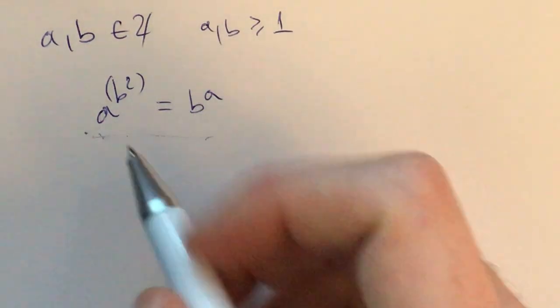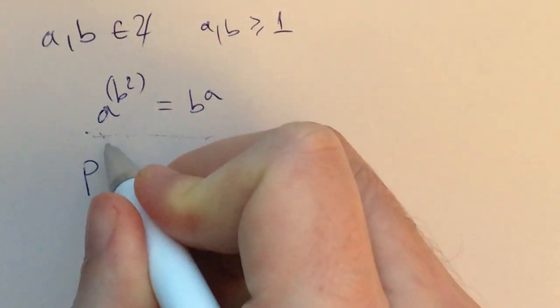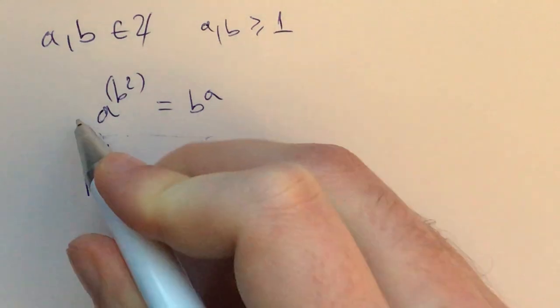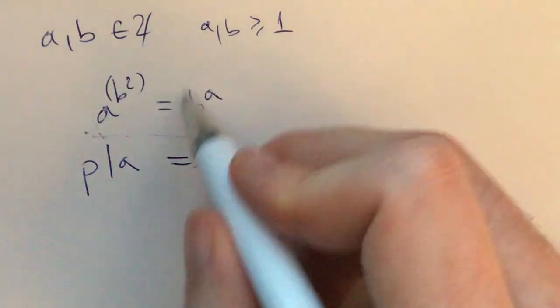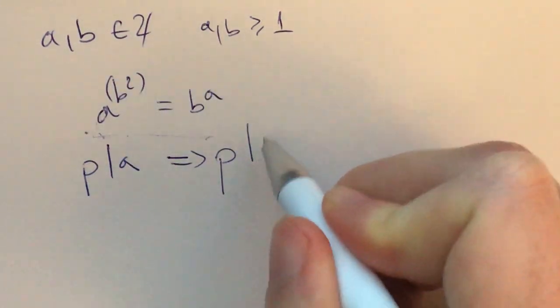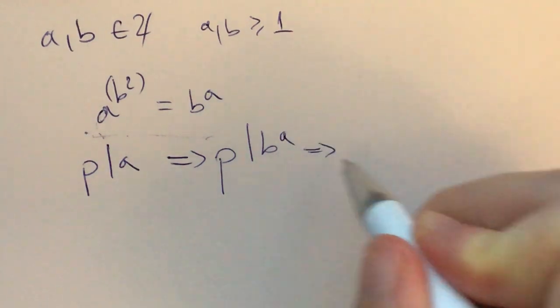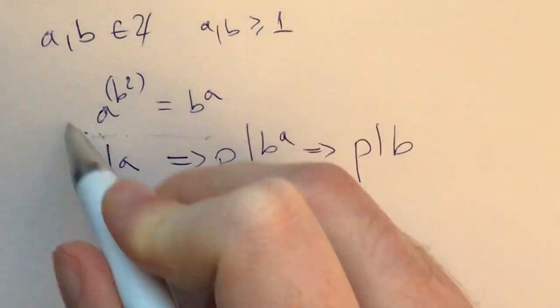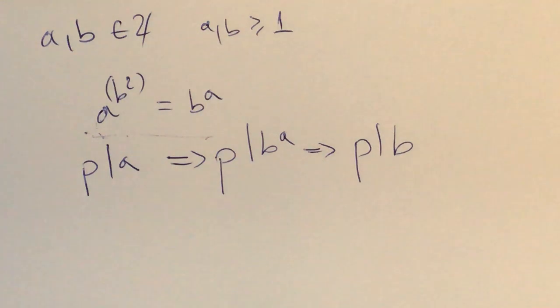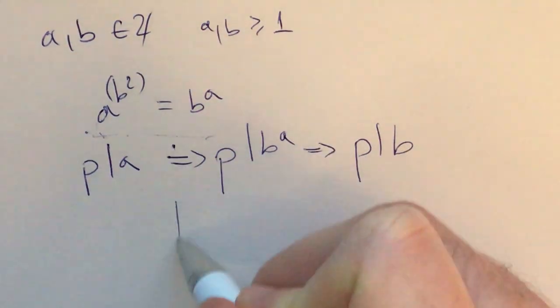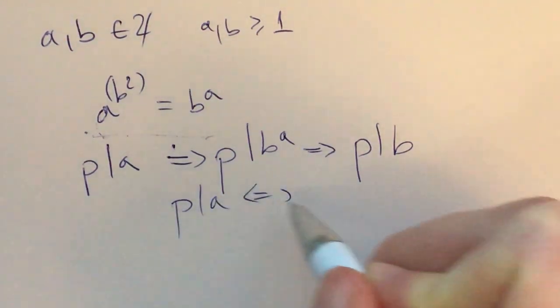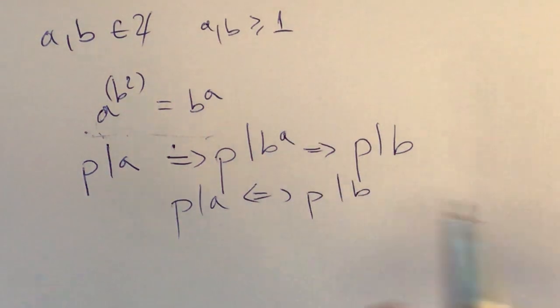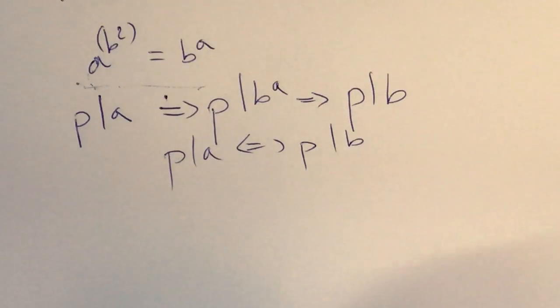Namely, the first thing you may notice is that if some prime p divides a, then p divides this side, so it divides this side, which implies p divides b to the power of a, which implies that p divides b. And similarly, the other way around. So this means that a and b have the same prime factors. And now it makes sense to look at the exponents of those prime factors.